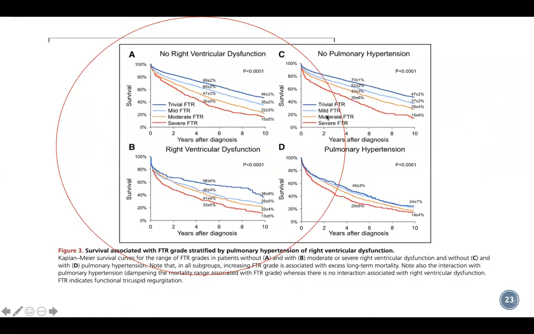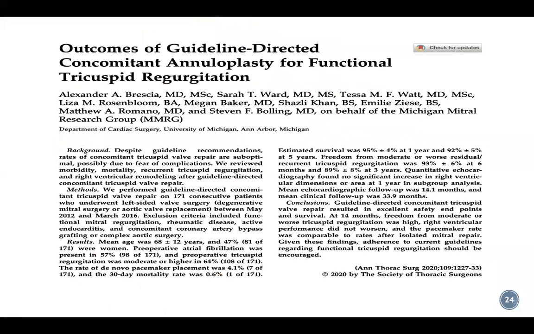However, they found that right ventricular dysfunction affects survival more, but the degree of pulmonary hypertension was not found to be associated in their study. Another study was published in 2020.